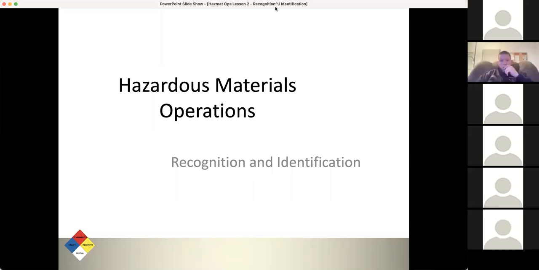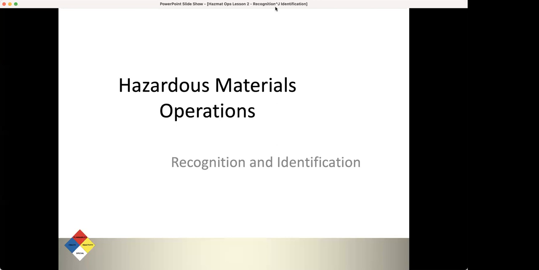Okay, I'm recording. So this is lesson 2, recognition and identification. In this, we're going to look for all the clues that guide us to recognizing a hazardous material incident, even though we may approach the scene and maybe that's not what we were called for hazardous materials wise, but it's still part of our responsibility to recognize them, not only for our own safety, but for the safety of everyone else, and then start identifying the material the best we can. So that's what we're going to start with tonight.